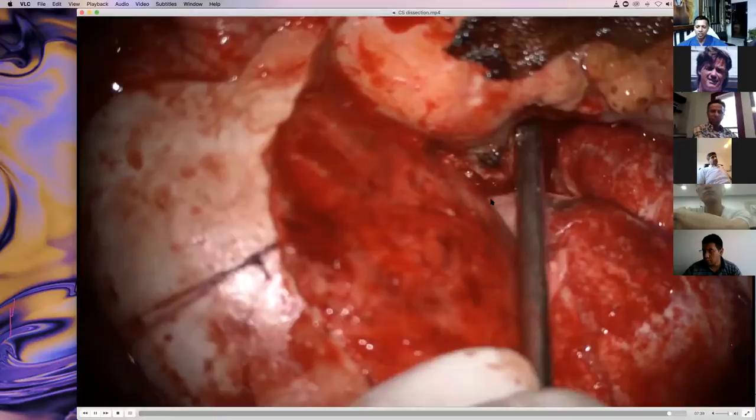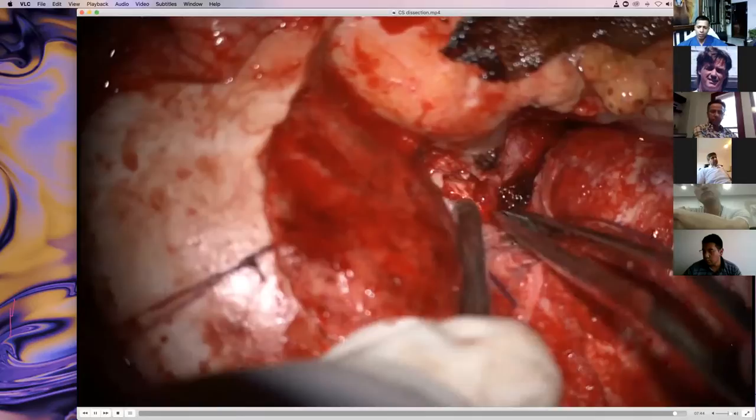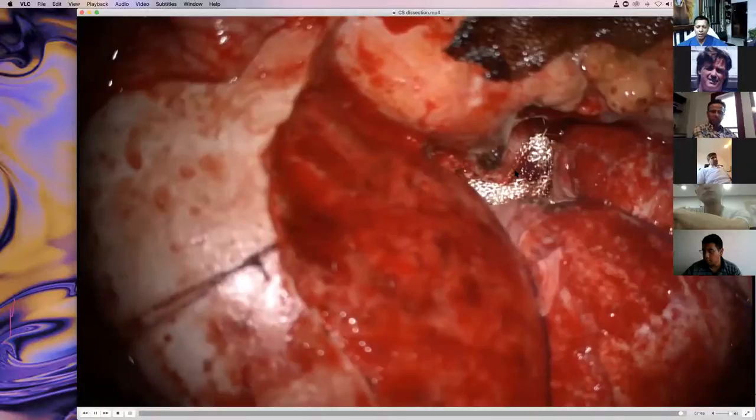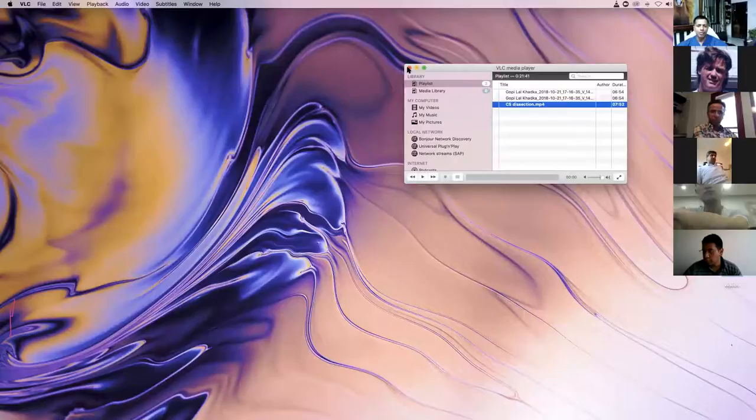Okay, extradurally. In a trauma brain, this is much more difficult. But if you do the sharp dissection, once you reach this point, it's much more easy. Okay, trauma brain, the brain is going to be extremely tight. But you can do this. I mean, I have shown you many, many videos of how we do it in trauma.